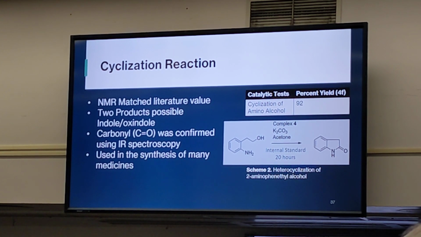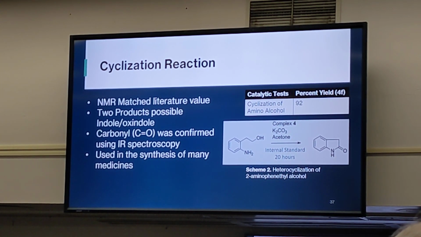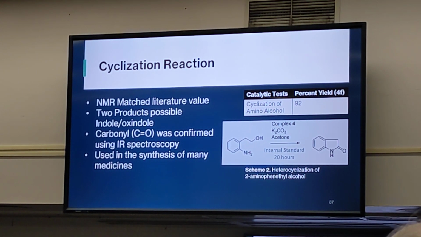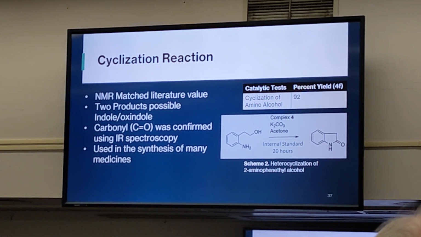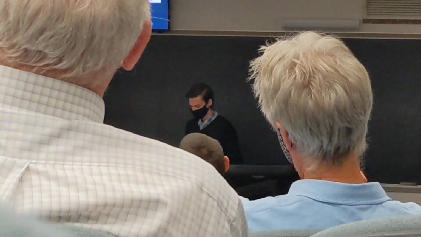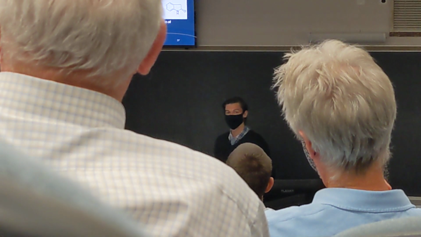Our last type of catalytic test was the cyclization reaction. As I noted earlier, this is a very important reaction used due to its synthesis of many medicines. We were able to find a literature value, and the NMR that we got after our reaction matched it. There are two possible products, either an indole or an oxindole. We had a carbonyl if we had our oxindole product, and this was confirmed using IR spectroscopy.